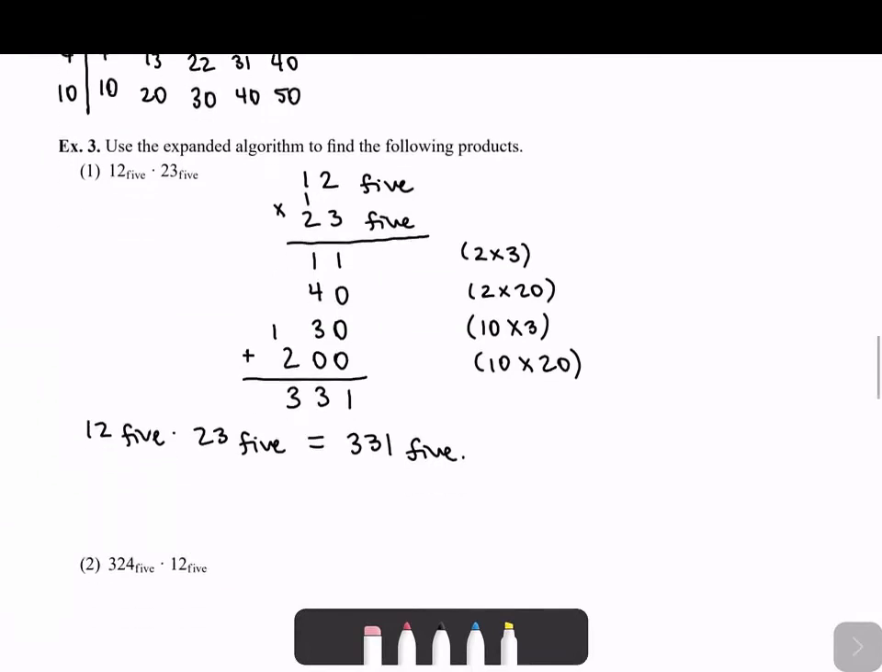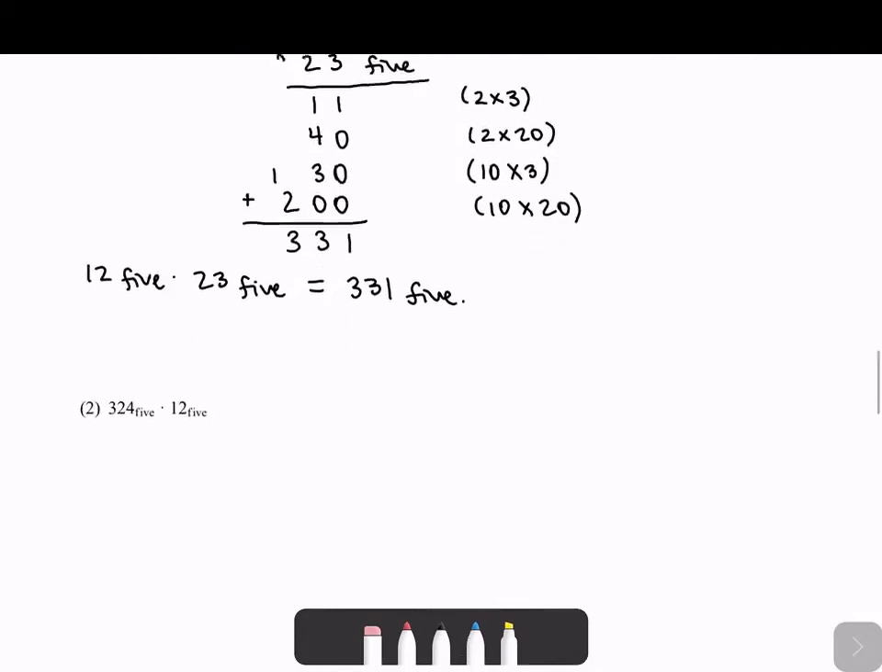So it's kind of a lengthy process, right? Because for every digit, we have to multiply every digit of the first number by every digit of the second number. So in this case, since we had 2 digits in the first number and 2 digits in the second number, we added up 4 partial sums.